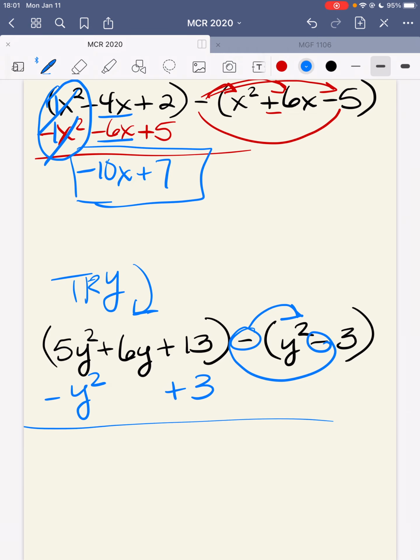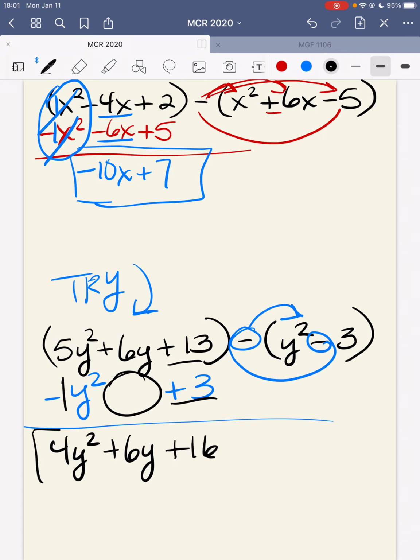Combine like terms for what you have. So I have 5y squared and minus 1y squared. So 5 minus 1 is positive 4. Keep the y squared. Do not change your variable at all. The 6y is by himself. There is a big blank spot here. He has no match. So I'm just going to go ahead and rewrite him. And I have a positive 13 and a plus 3, which gives me plus 16. And at this point, I'm done. I've done exactly what I've been asked to do.